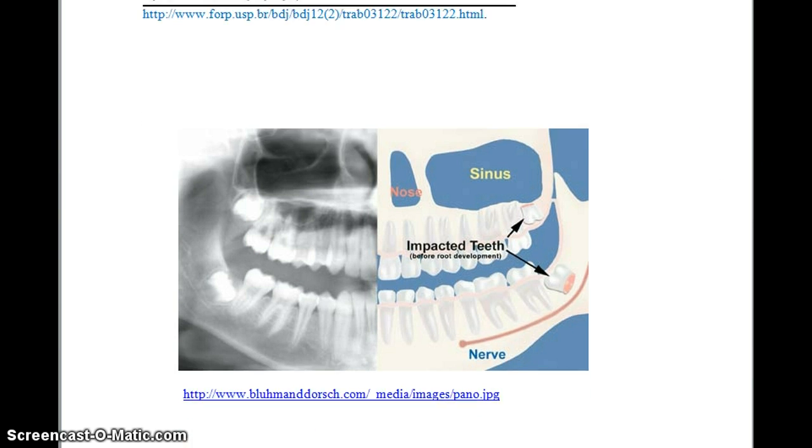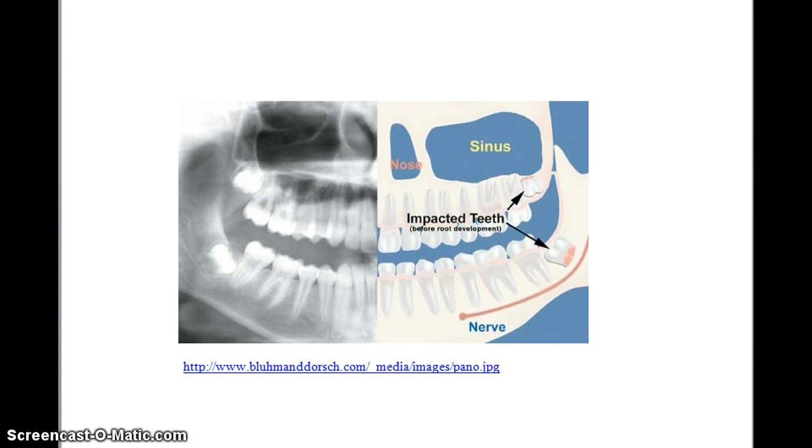The other learning activity I have for the students is a photo of the jaw. One half shows the mouth in a natural state. The other half shows what the mouth looks like when it's been radiographed. And again, noted where the picture was found.